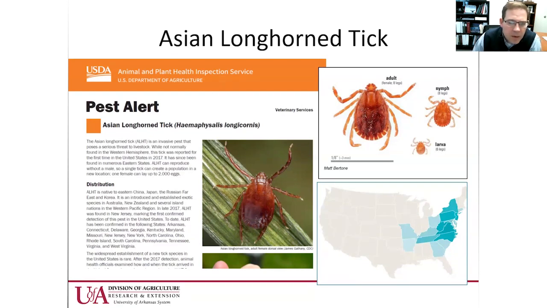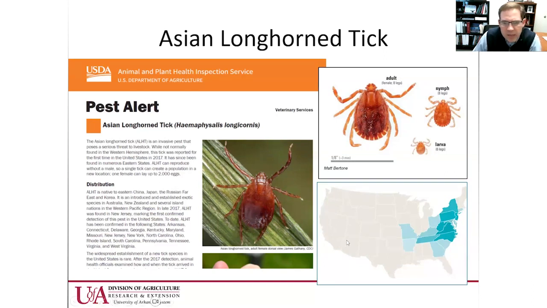This tick is able to really increase its numbers exponentially because the female doesn't actually have to breed to lay fertile eggs. And so she can really expand the population numbers very quickly. And you'll get really large numbers of these ticks, and they can actually exsanguinate an animal, which just means to suck the blood from it and cause it to die because of the tick infestation that they have. And I'll show you a slide here next that points that out where it's happened before in Ohio.